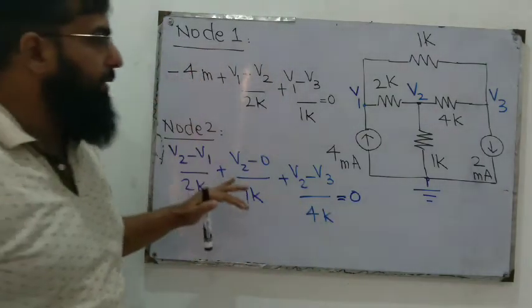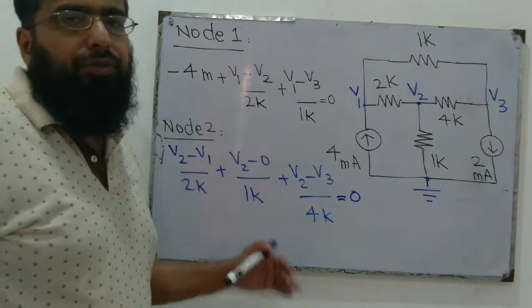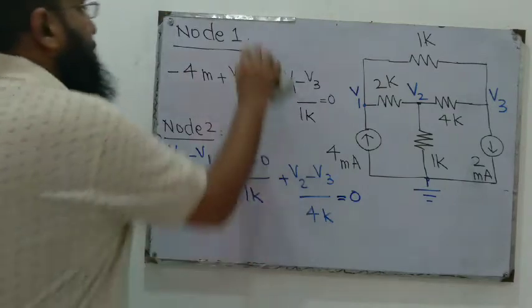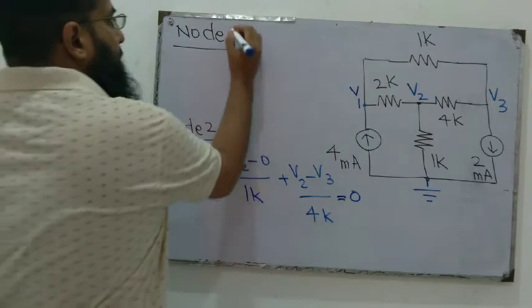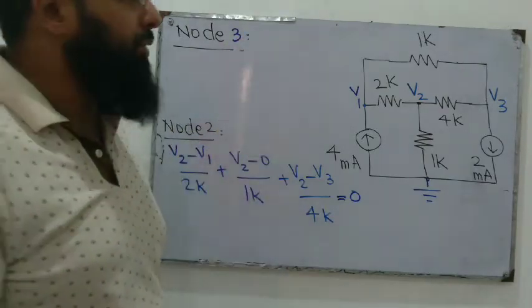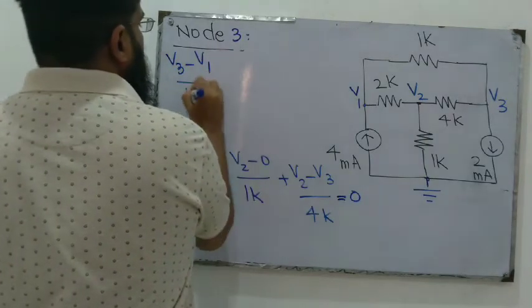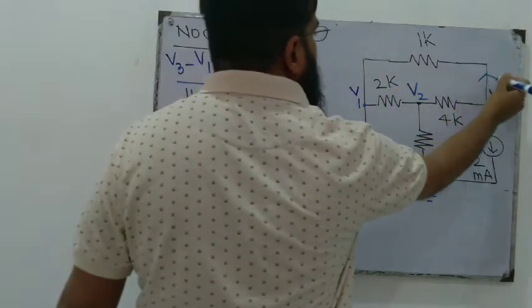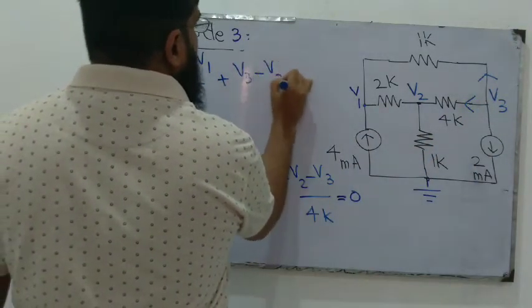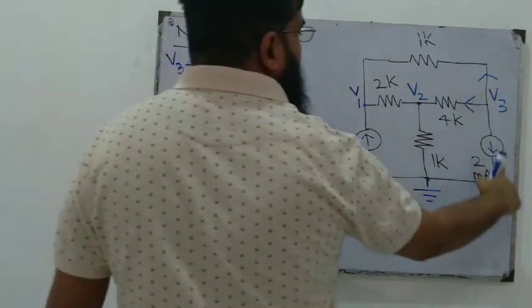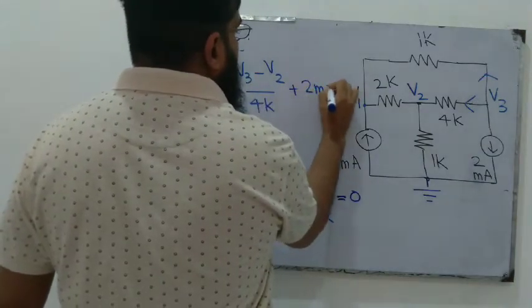We need one more equation so that we can solve them simultaneously to find V1, V2 and V3. For that, we'll write the equation for node 3, so that we have three equations and three variables. (V3 minus V1) over 1k, the current leaving leftwards, plus (V3 minus V2) over 4k, plus this current, 2 milliamperes, which is definitely leaving this node, therefore written as plus 2 milli, is equal to 0.